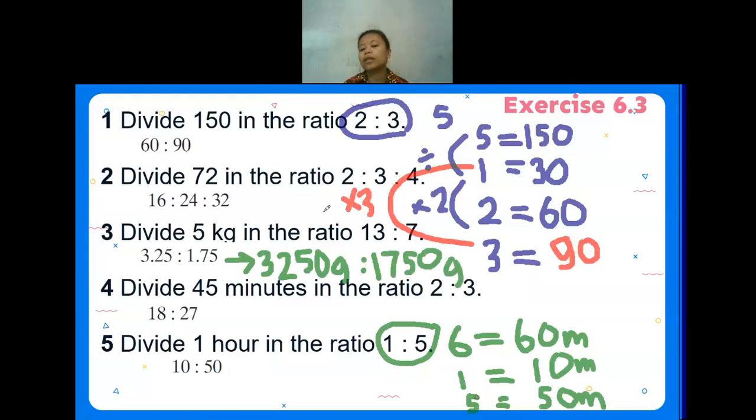So we need to find the total from 13 and 7. 13 and 7, the total will be equal to 20. So this is the 5 kg. You can change it, make it into 5,000. So 20 is equal to 5,000. You find the 1, and then later you can find the 7 and also the 13. Yes, Janice? Yes, I understand.